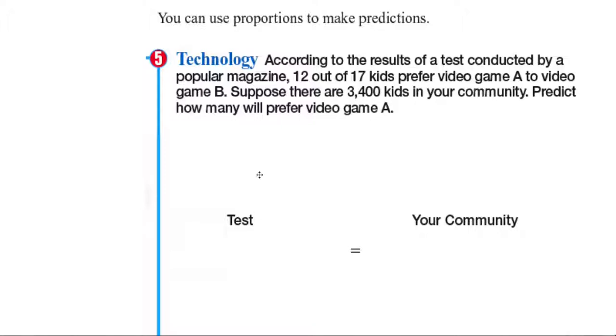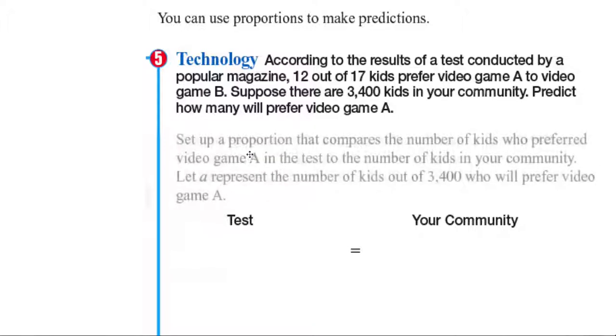Okay? So according to the results of a test conducted by a popular magazine, 12 out of 17 kids prefer video game A to video game B. Suppose there are 3,400 kids in your community. Predict how many will prefer video game A. So we were given this problem. We are asked to find a prediction given a ratio of 12 out of 17 kids who prefer video game A to video game B.